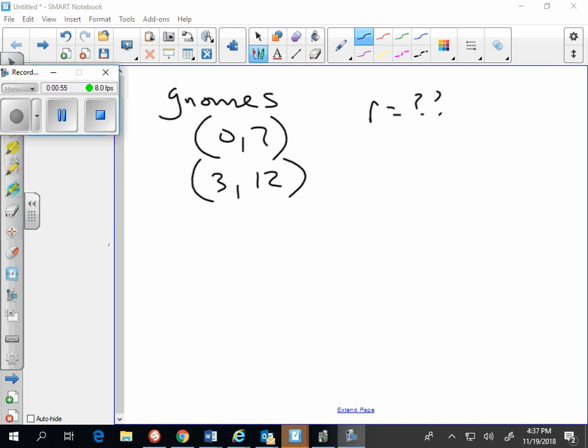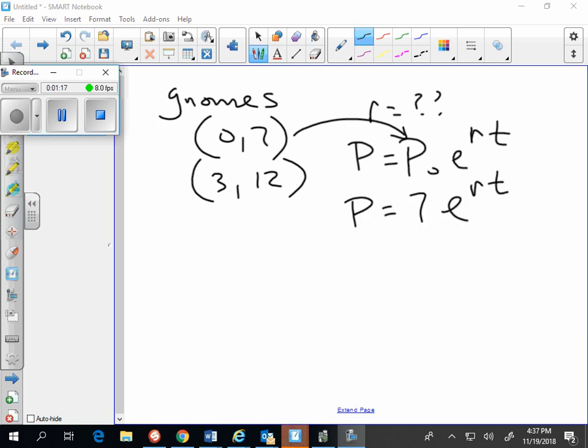Well, we've done a lot of these problems now, and this reminds me of the Tucson problem, where I gave you 2 data points including an initial amount. So we can start with P equals P sub 0 e to the rt and plug in what we know. We know the original amount is 7, so 7 e to the rt. Then I can plug in this ordered pair for t and P to help me find the rate. So 12 equals 7e to the r times 3.